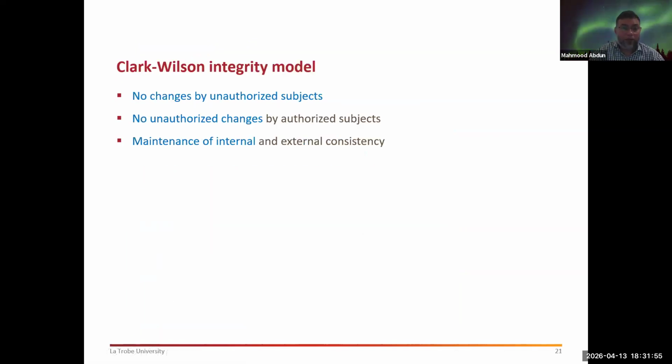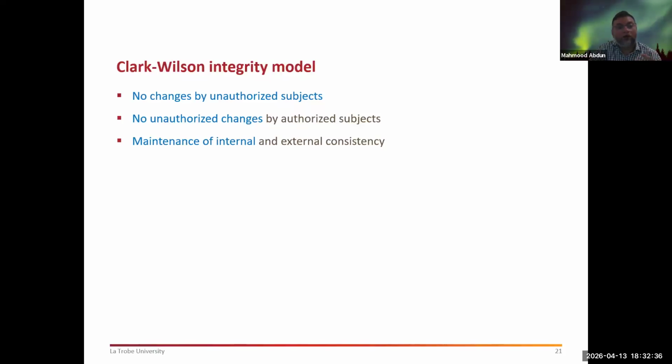Now there are a few other examples of models that have practical use. These models that we were talking about, like the Clark-Wilson integrity model, are actually practically used in different places. The Clark-Wilson integrity model was introduced back in the 80s, and it has three main goals. Number one, there shouldn't be any changes done by unauthorized subjects or unauthorized users. This goal ensures that only authorized entities can modify the data.